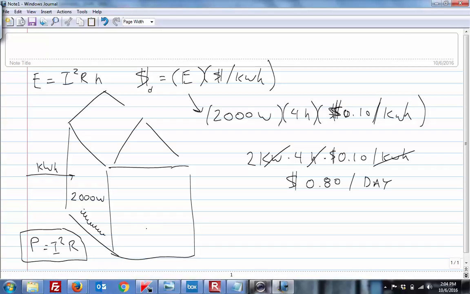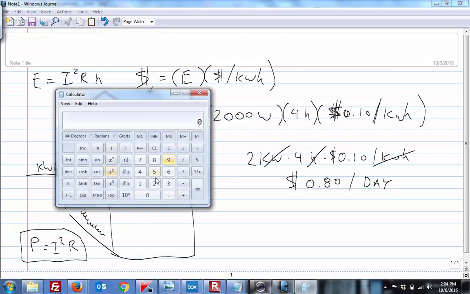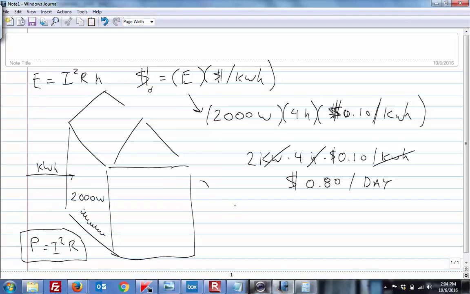Let's just say we're running this for 200 days a year. 0.8 times 200 equals 160. So for 200 days a year, that yields $160 a year to run this guy.